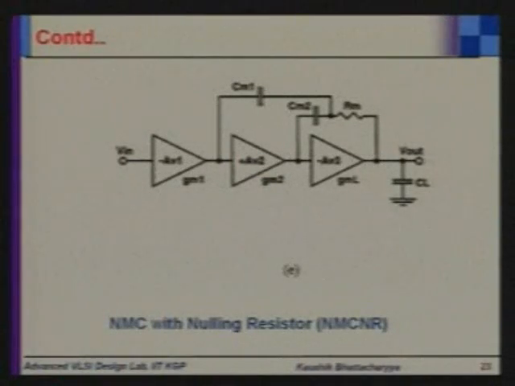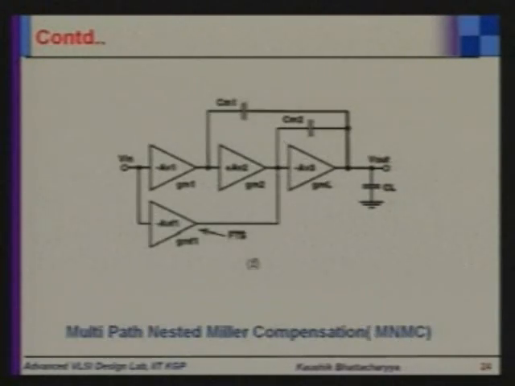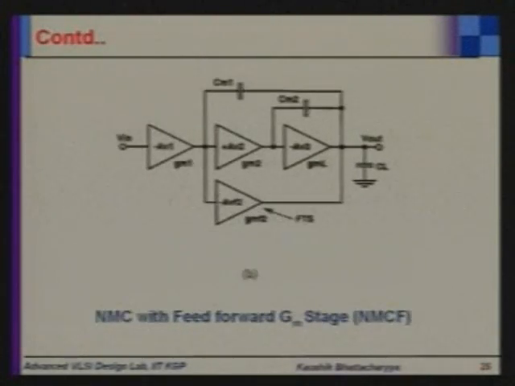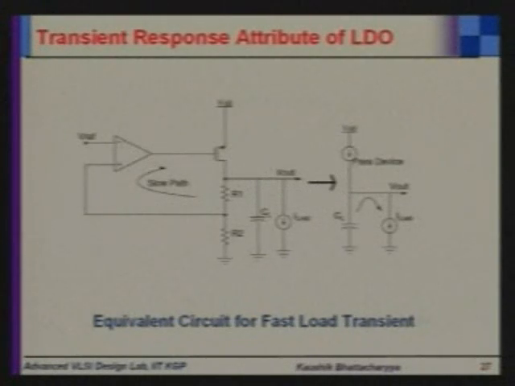Same procedure, NMC using nulling register. Nulling register is to cancel the output right hand 0. This is the n staged amplifier compensation, MZC, multipath 0 compensation on NMC. These are the several techniques. So, through this compensation strategy, we can stabilize the LDO.